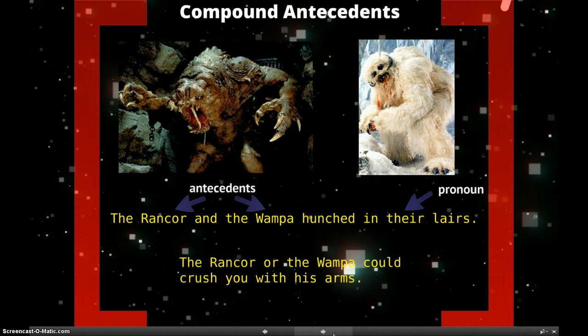Now when we have or, remember it's different when you have or. So the Rancor or the Wampa could crush you with his arms. Just like with subject-verb agreement, go with the one closest to your pronoun, and it should be his. His is the pronoun we use. It is singular, unless it's a female Wampa, then you could have said she or her, but you cannot say the Rancor or the Wampa could crush you with their arms. It is a singular pronoun because you have or here, which implies a choice of one or the other. With and, you can use a plural.